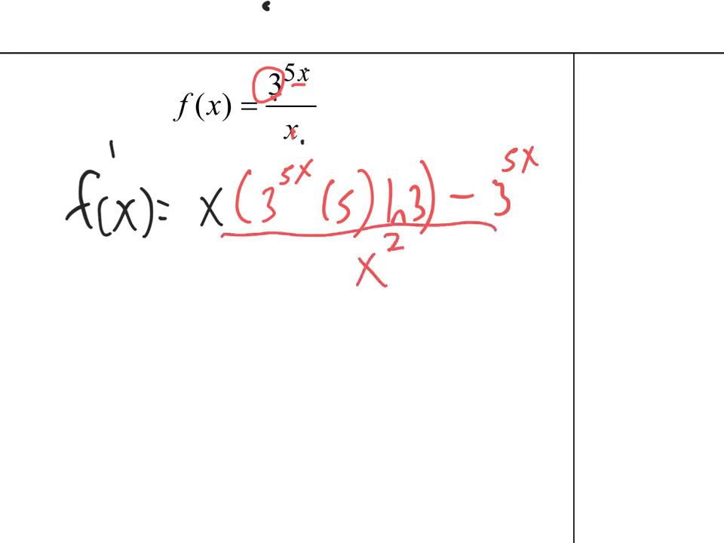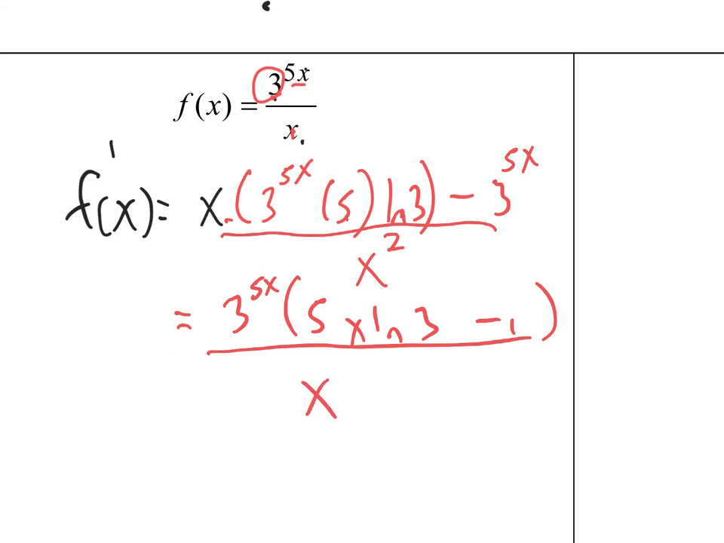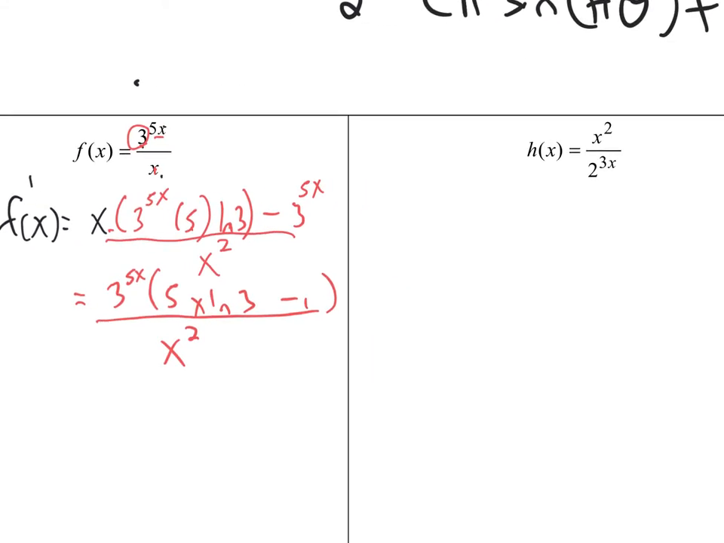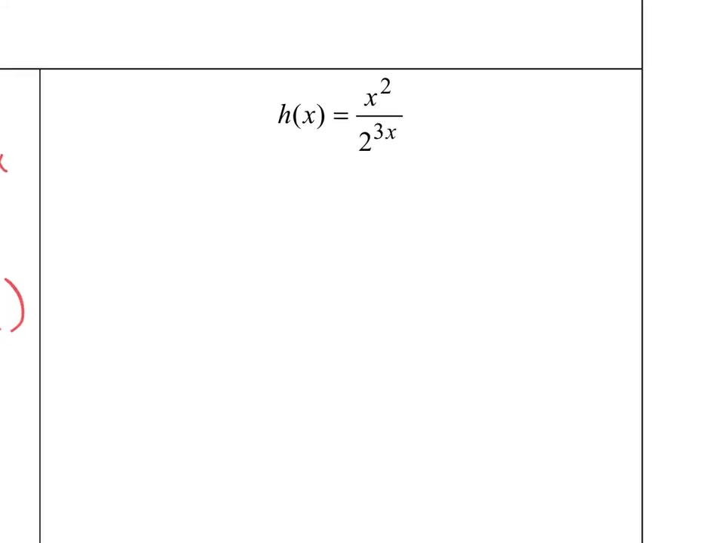Ho-ho. How can I clean that up? Not a whole lot. I don't even know if it's worth the time, to be honest with you. The only thing you could do is factor out a 3 to the 5x if you wanted to. 3 to the 5x, that leaves a 5x natural log of 3 minus 1, all over x squared. The only benefit of doing that is if you had to find maxes and mins and find critical numbers, the numerator had to be factored in order to set each factor equal to 0. So that's still a very good skill to do. You might be wondering, why would I do it if I already said the answer looked pretty good? You never know.